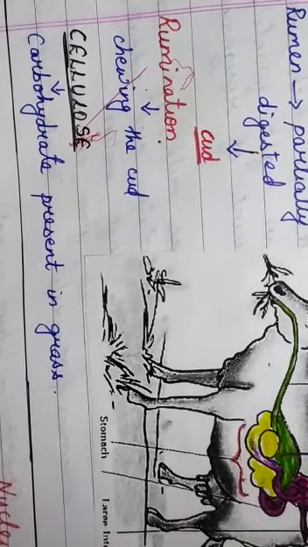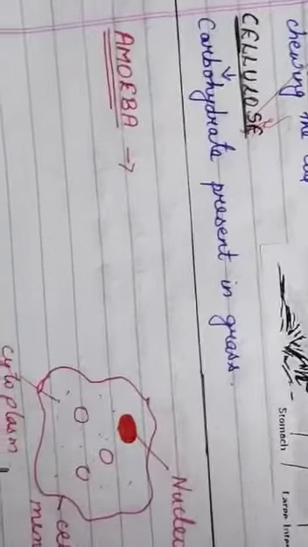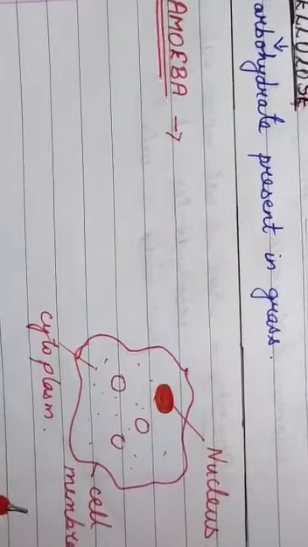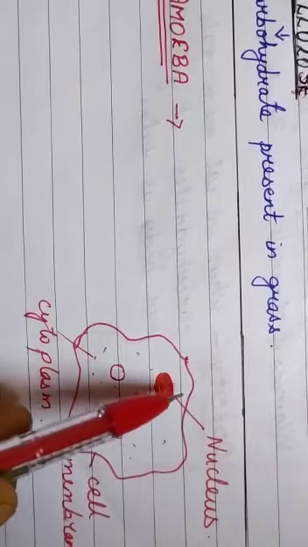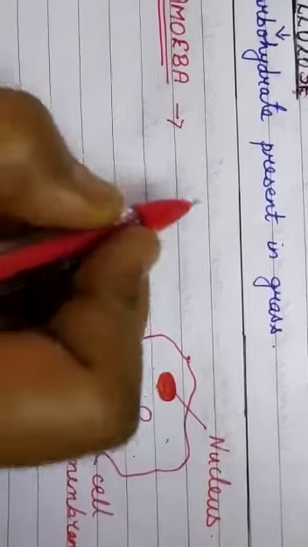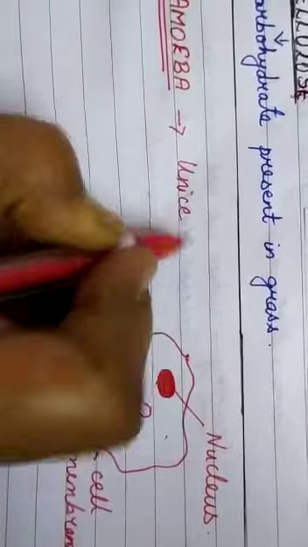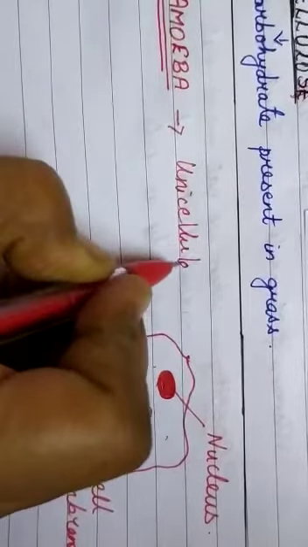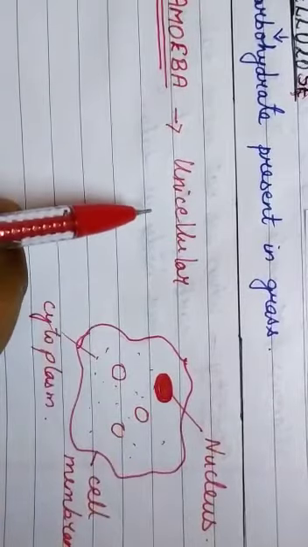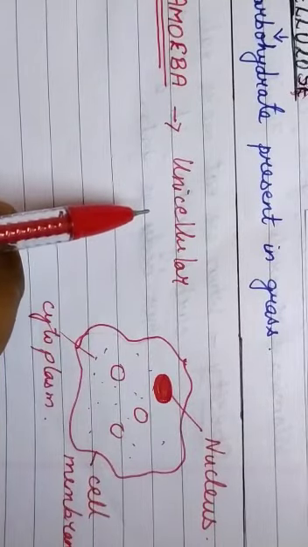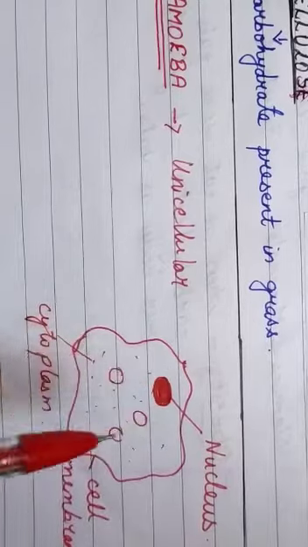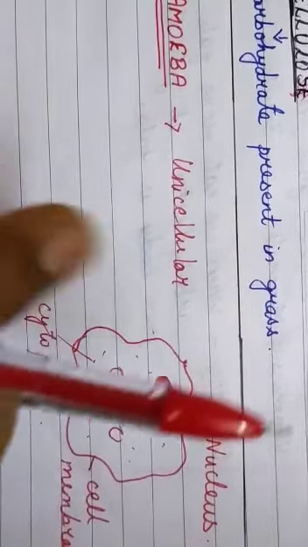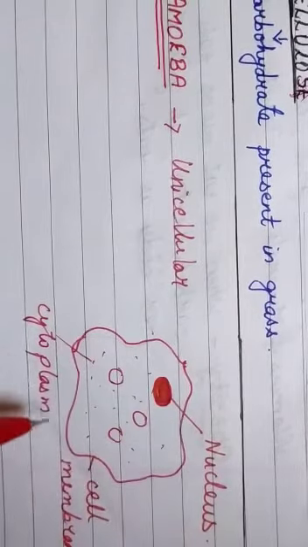Clear? Now we come to amoeba. The process of digestion in amoeba. Amoeba, you all know, is a single-celled organism. Amoeba is a unicellular organism. Unicellular organism means single-celled organism. In our body, we have millions of cells which can do various functions. But in amoeba, one single cell does all the functions.